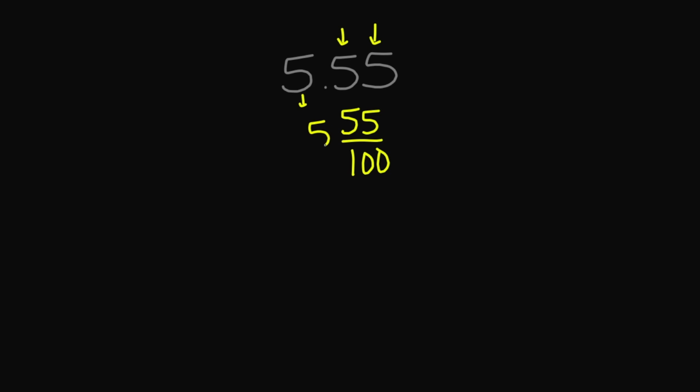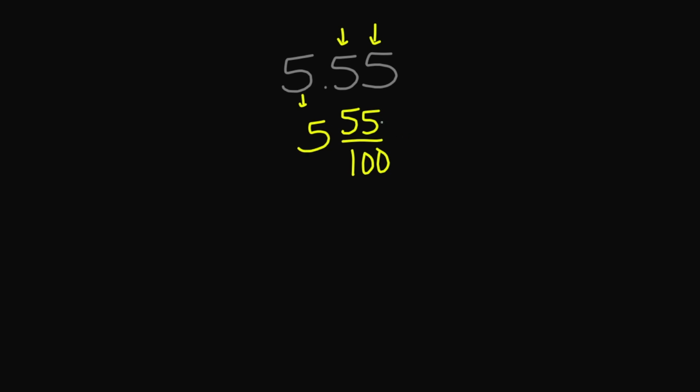Let's look at 5.55. How do I turn this into a mixed number? So my 55 here, this is my tenths place, my hundredths place. So this is going to be 55 over 100. And we're going to bring my 5 down. So you have your 5 here.